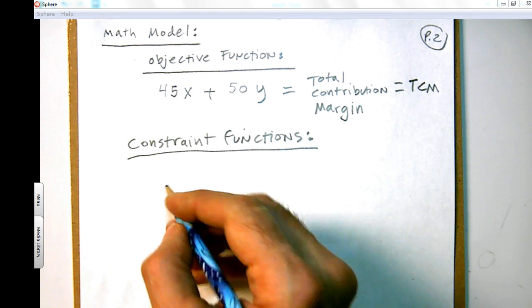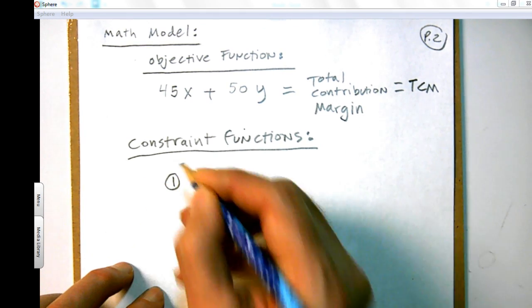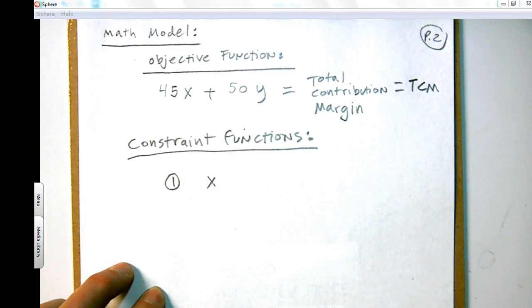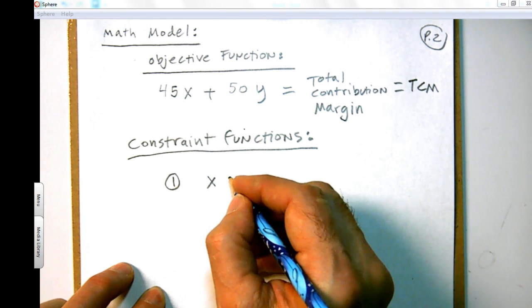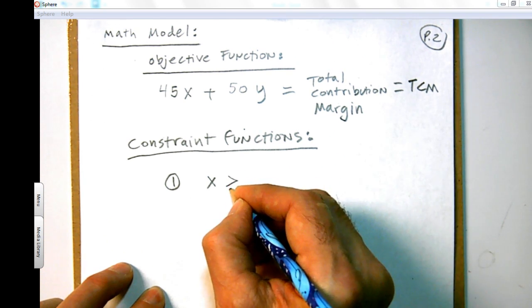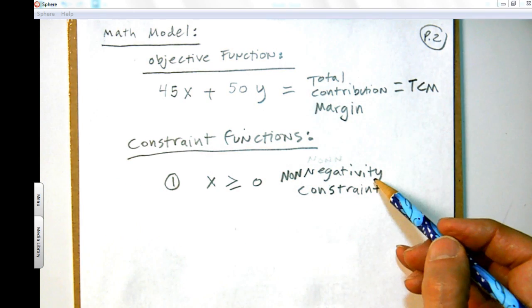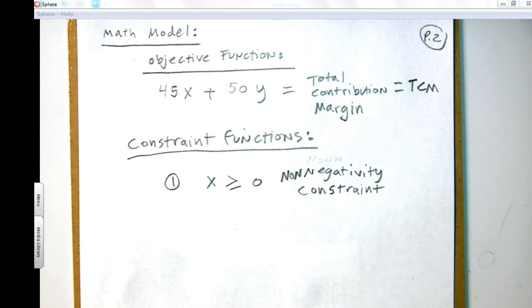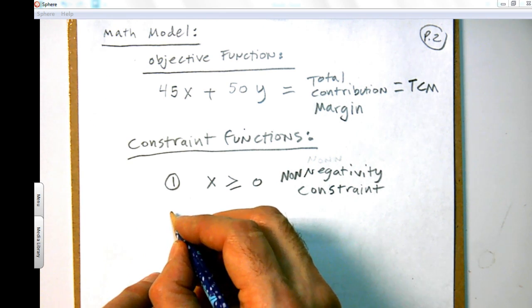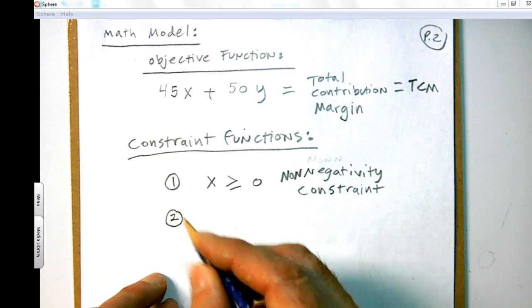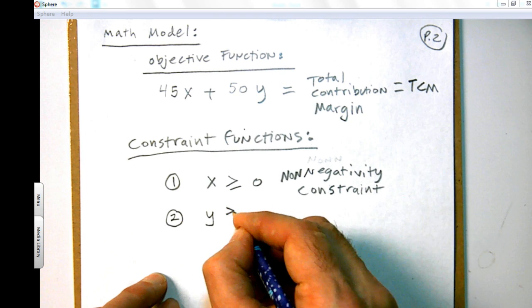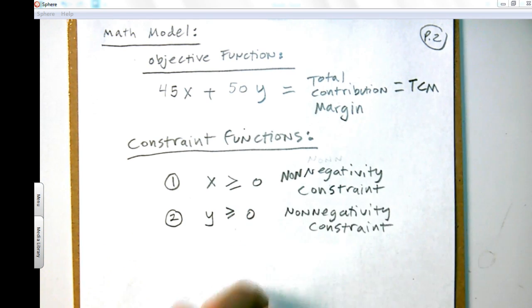So for our first equation, we're going to say x, the number of units for laptop 1, has to be greater than or equal to 0. This is called a non-negativity constraint. Of course, we have a similar equation for y greater than or equal to 0, and that'll also be a non-negativity constraint.